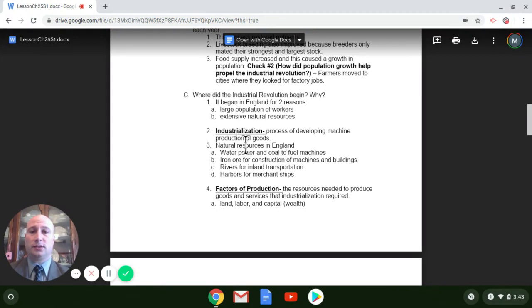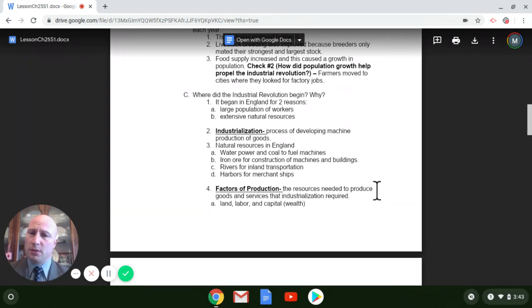Let's talk about the natural resources that were available in England. Things like water, power, and coal to fuel these early factory machines, iron ore for construction of the machines, and of course the buildings, the factories to house them, rivers for inland transportation of said goods that were being produced in these factories, and of course large-scale harbors for merchant ships that could then send the British goods to the rest of the world.